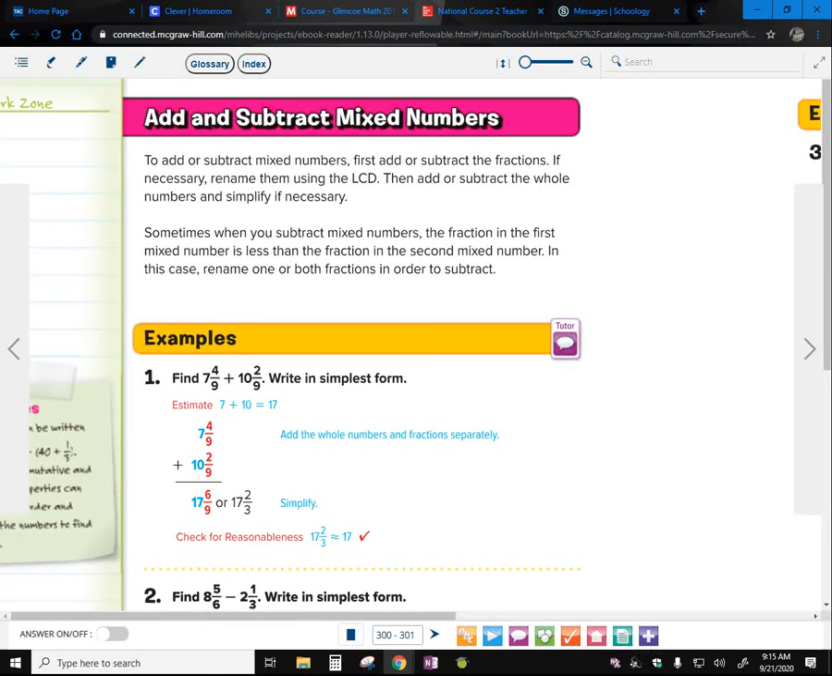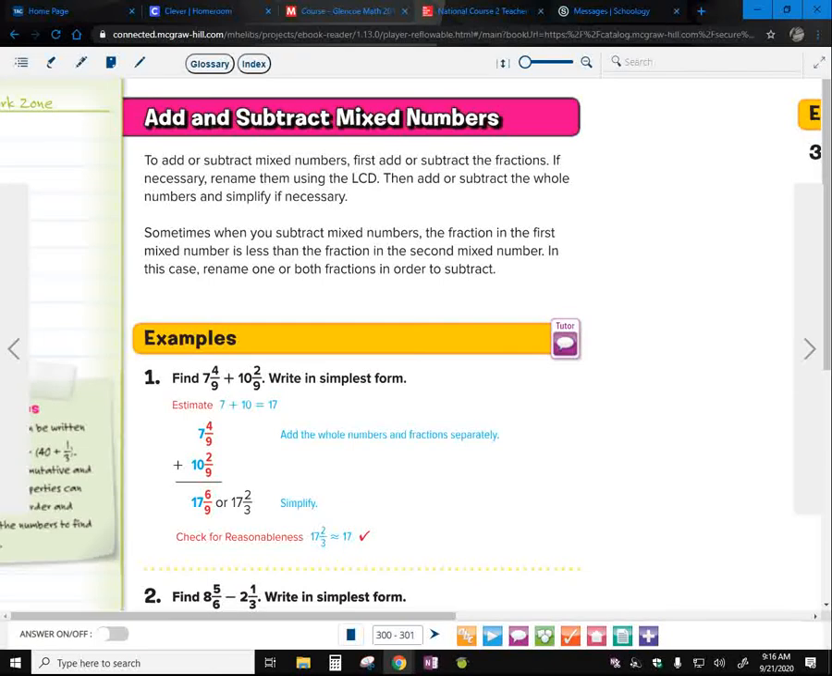Add and subtract mixed numbers. Remember, a mixed number is a fraction with a whole number in front of it. That's what a mixed number is. To add or subtract mixed numbers, first add or subtract the fractions. If necessary, rename them using the LCD. Then add or subtract the whole numbers and simplify if necessary. Once again, it says if necessary, always simplify. If you guys don't simplify your answers on McGraw-Hill, it's going to be marked wrong by me and the computer. Simplify your answers. Simplify, simplify, simplify.